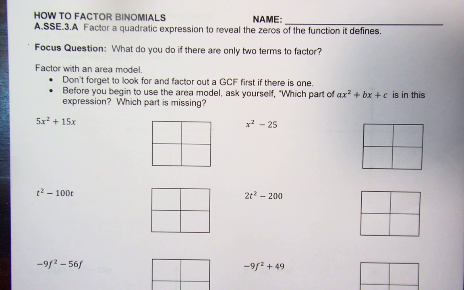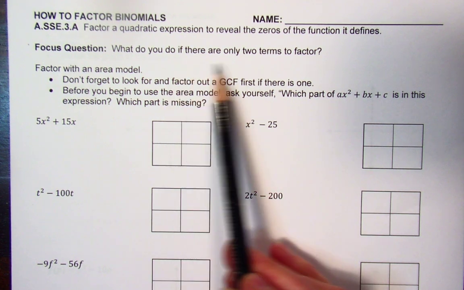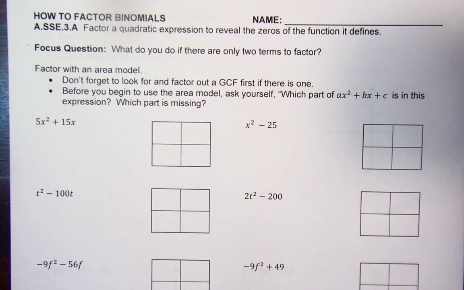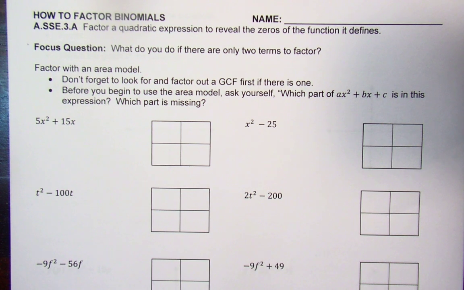So here's the really important part of this lesson about how to factor binomials. What do you do if there are only two terms to factor? On the previous page, we couldn't factor that binomial into factored form. We could only find our key features in standard form. So let's do some easier examples of factoring binomials.